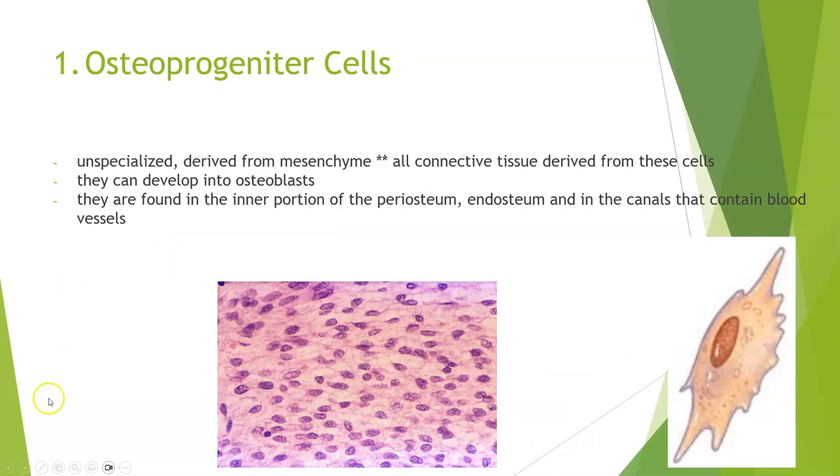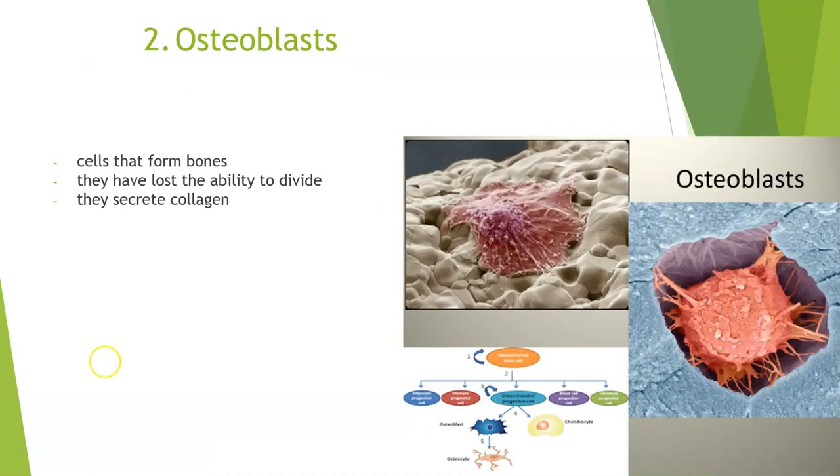The osteoprogenitor cells themselves are unspecialized, and they grow out of mesenchyme. And remember, we've already talked about mesenchyme previously in A&P1, and we know that all connective tissue derives from mesenchyme, and bone is a connective tissue. These osteoprogenitor cells can develop into osteoblasts. They can be found in the inner portion of the periosteum. They're also found in the endosteum and in the canals, which we'll learn about a bit later, that exist within bone that contain blood vessels.